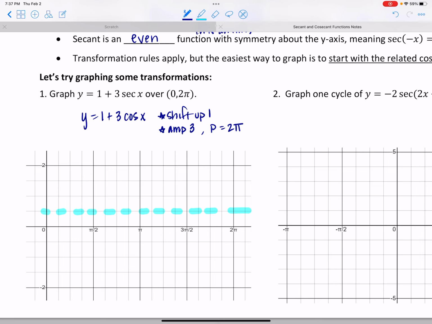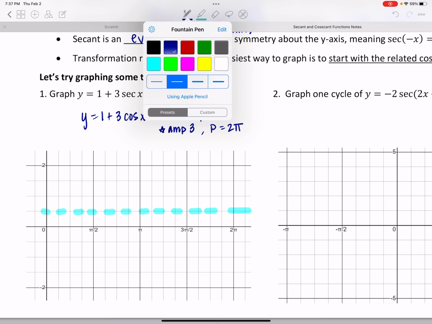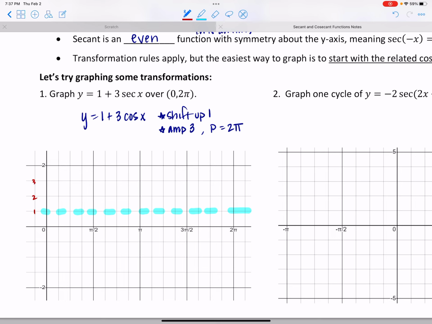And cosine is supposed to start at its maximum. If I'm just looking at my graph, the axes are not what I wanted here. So I'm going to relabel this. I'm going to call this 1, 2, 3, 4, 5. And then this is still 0. -1, -2, -3, -4. Just ignore this, okay? Don't know what I was doing there.